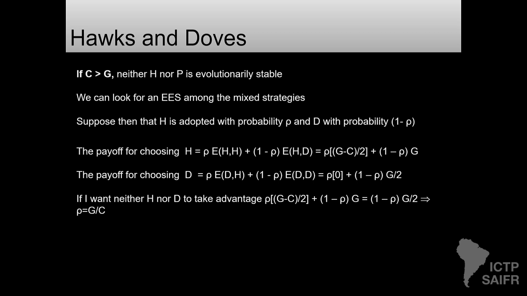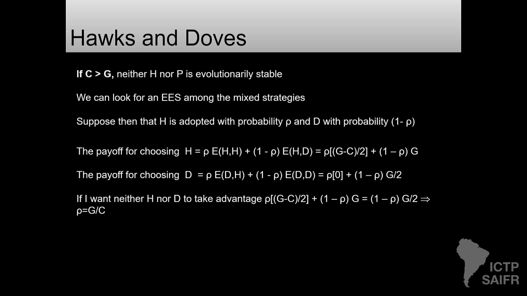So the idea is that with this matrix, we couldn't find a Nash equilibrium between these pure strategies. Dove and hawk were not a Nash equilibrium. So we need to find a Nash equilibrium among the mixed populations, the mixed strategies. What we are going to do is propose a mixed strategy with a probability rho of playing hawk and a probability 1 minus rho of playing dove. This is the strategy that I am proposing to be the Nash equilibrium, and the idea is to find the value of rho.